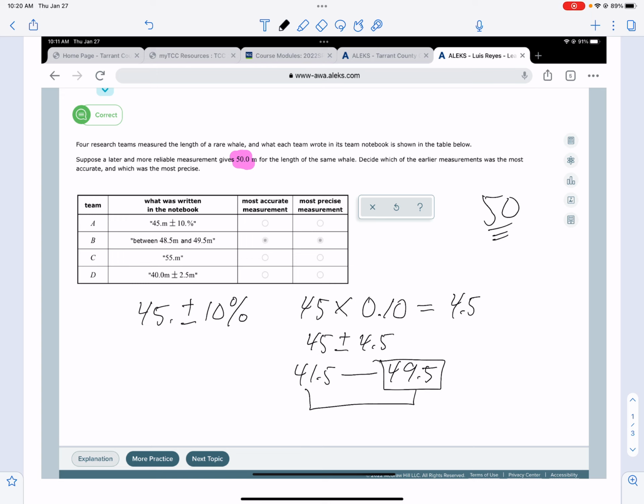So this one contains 49.5, but most of the numbers are going to be below that. So keep that in mind. Let's do the next number.